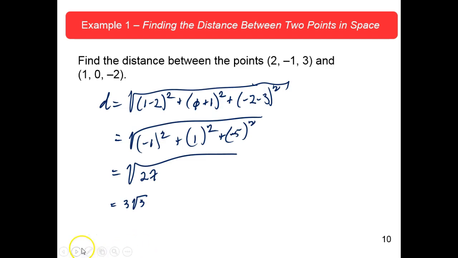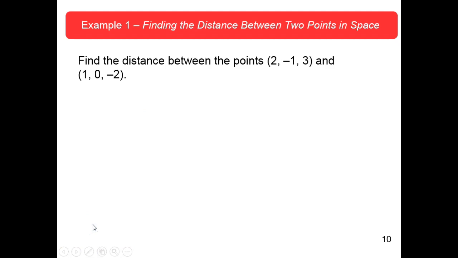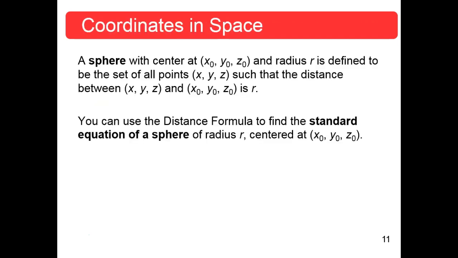So let's clear this out of the way so we can see how they did it, which I think is very similar to what you did. The distance is 1 minus 2 squared plus 0 plus 1 squared plus negative 2 minus 3 squared. And that would be the square root of 1 plus 1 plus 25, which is square root of 27, which is 3 root 3. All right, good deal.